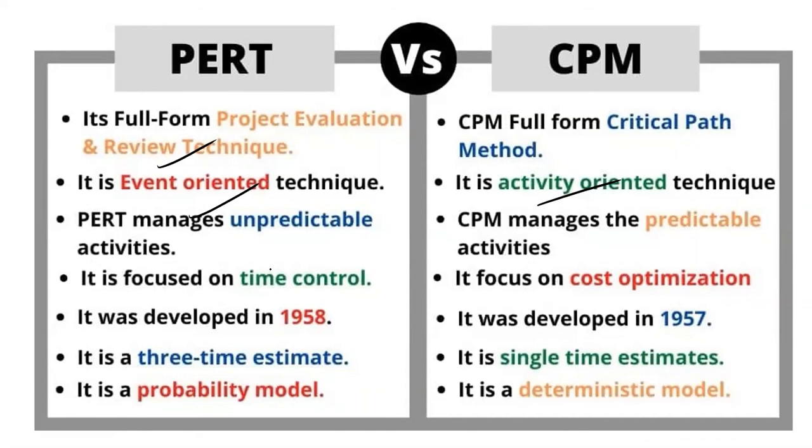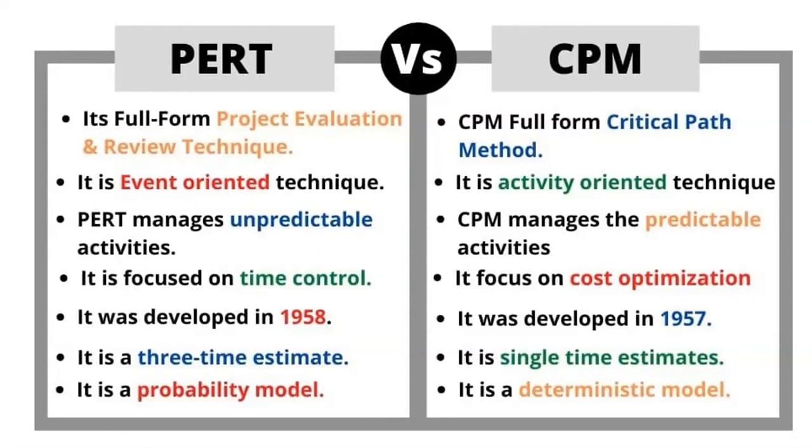PERT manages the unpredictable activities which occur during the production period, and CPM manages the predictable activities. Whatever activities are predicted earlier, we use CPM to manage them. PERT focuses on time control, and CPM focuses on cost optimization, so that at optimum cost the production can be done in large quantity. In the PERT model, production can be done in the least time.